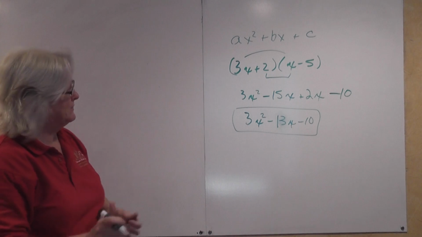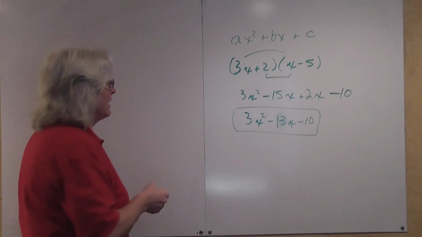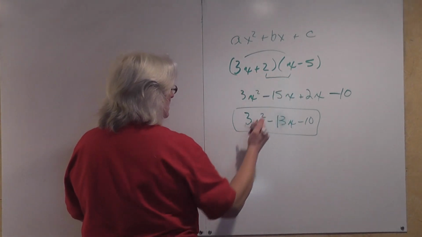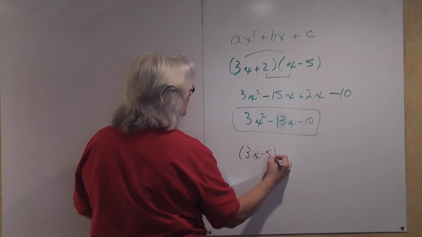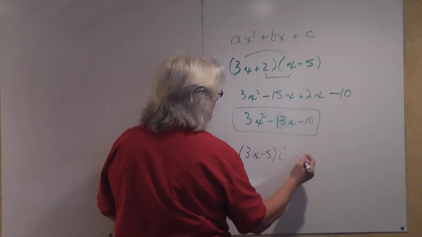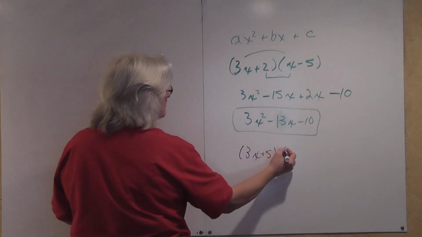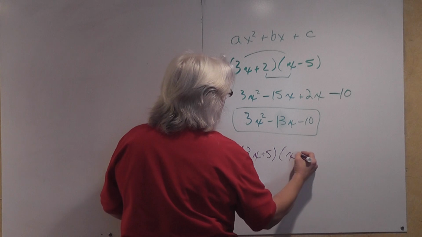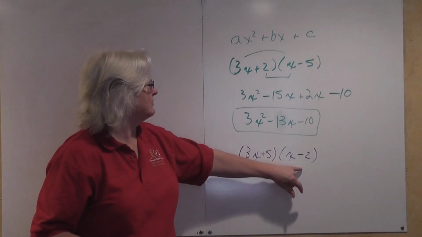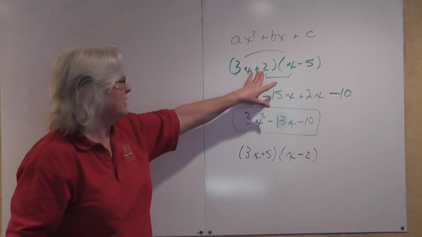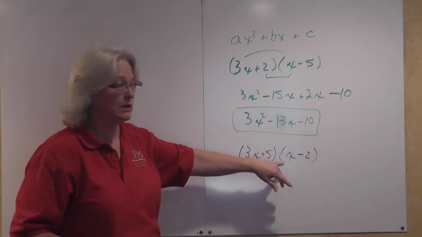Now, let's see what happens if instead of 3x plus 2 times x minus 5, we still use the same terms in here, but we combine them differently. 3x minus 5 times x plus 2. Wait, actually 3x plus 5 times x minus 2. We had a negative 5 and a positive 2. We've changed that in our second problem to a positive 5 and a negative 2.